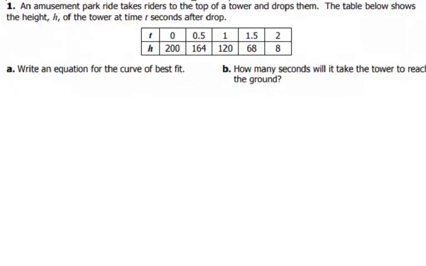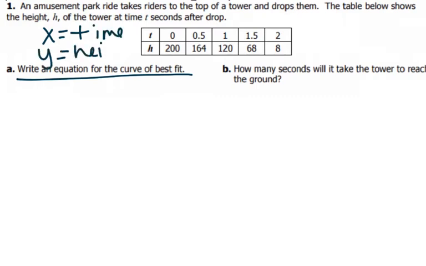Alright, so either using Desmos or using the TI-84, I want you to go ahead and find the equation of best fit. So when we talk about x, we are talking about time in seconds. And when we talk about y, we're talking about the height of the amusement park ride. Go ahead and put that in your calculators and come up with the curve of best fit. So pause the video in 1, 2, 3.